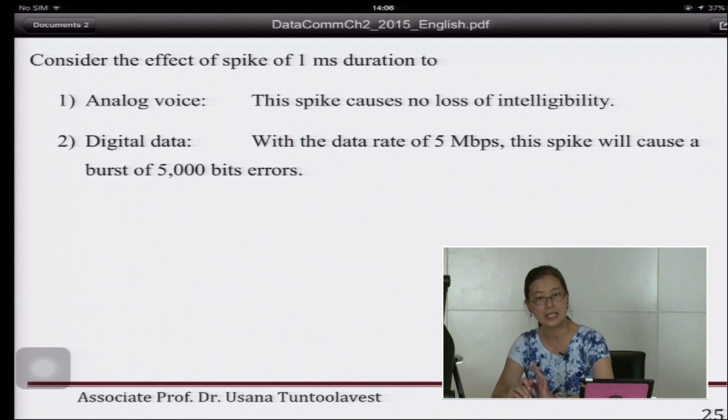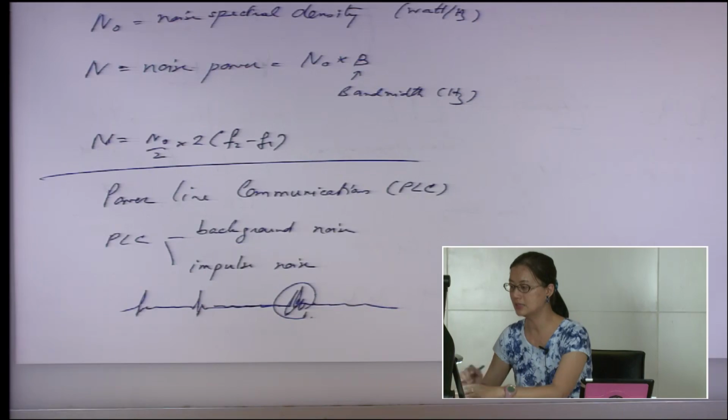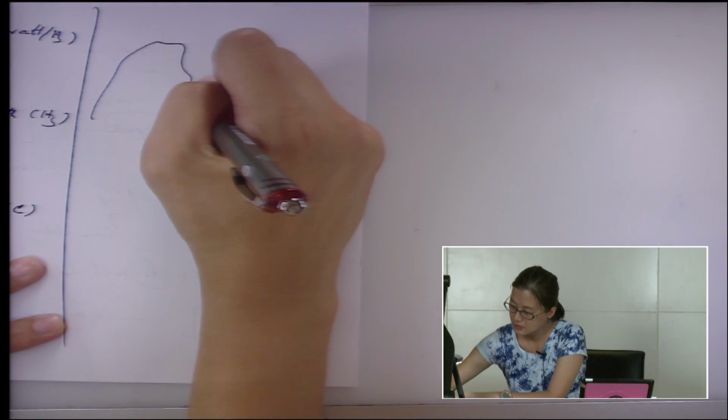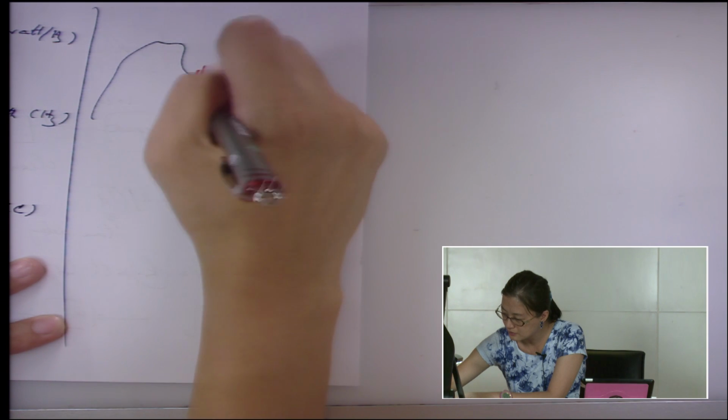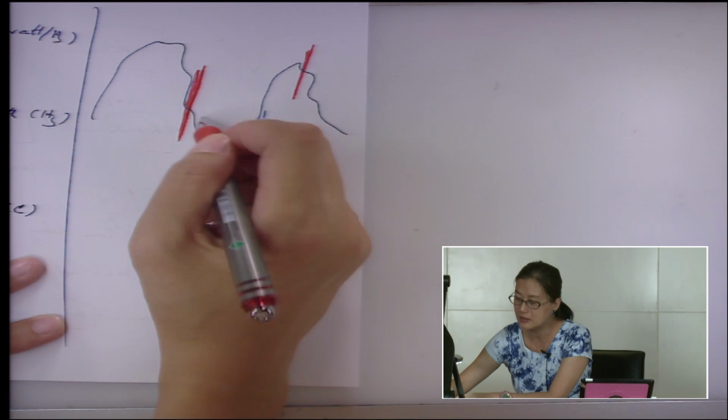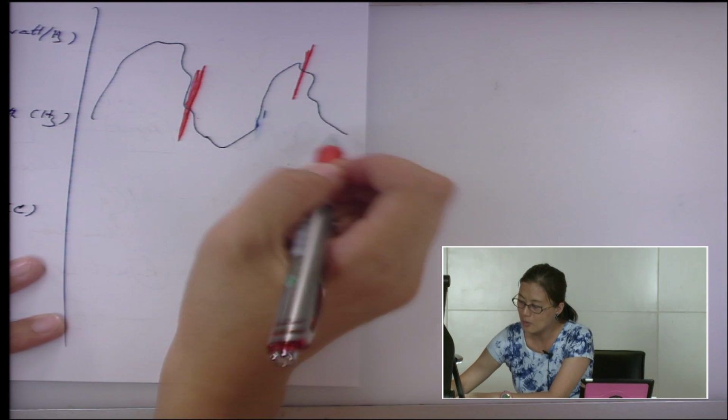Because if you look at the case of analog voice, if I'm speaking and some noise interferes with my speech for a very short time and at very high power, you can still understand me because the signal will be something like this. This is analog, right? And you will have some spike over here, very short, or some spike over here. When you listen, you hear a beep or something, and you can still understand what I'm saying, right?